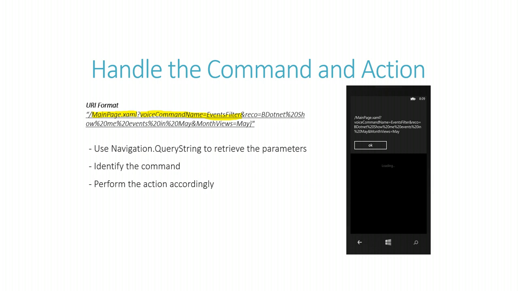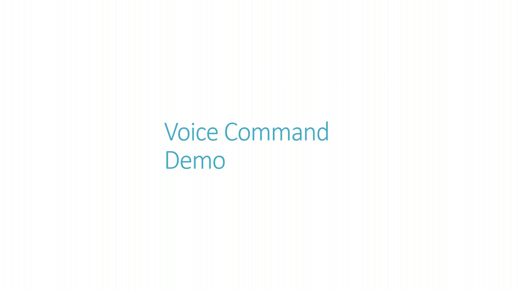Then the recorded text is also shown, which says BDotnet, show me the events in May, and the respective phrase list is also identified. The developer can use the NavigationContext.QueryString to get the parameter and identify the command to perform the action accordingly. So next, let's look into the voice command demo.